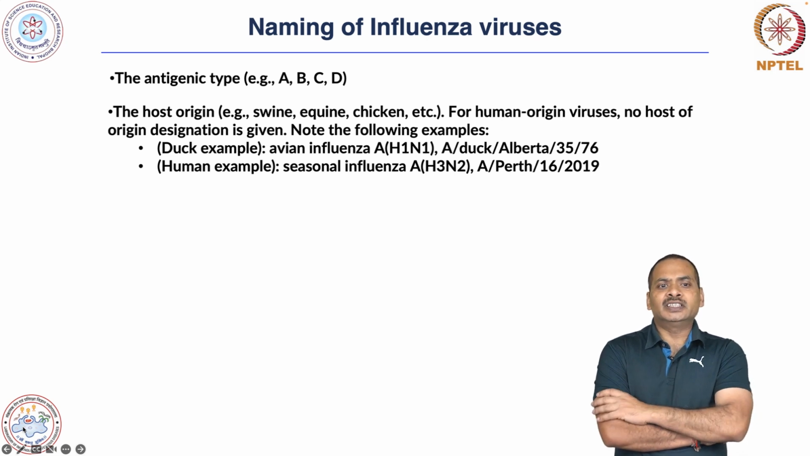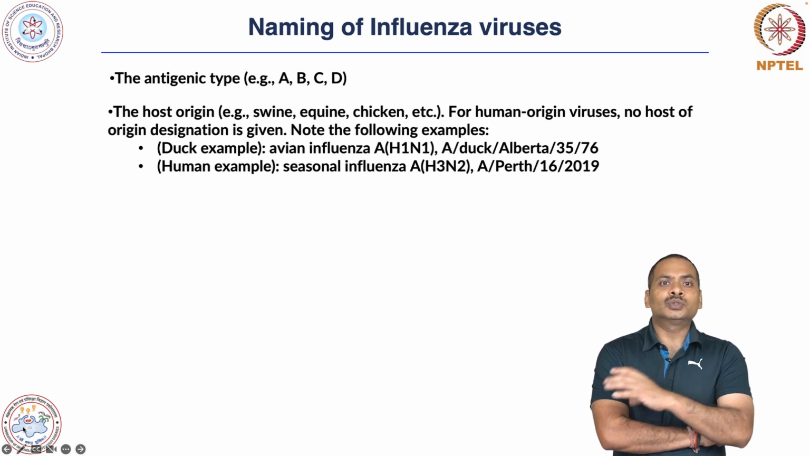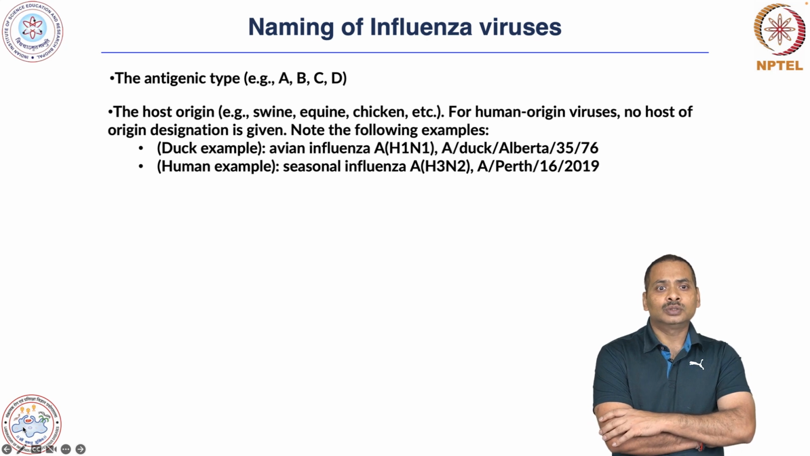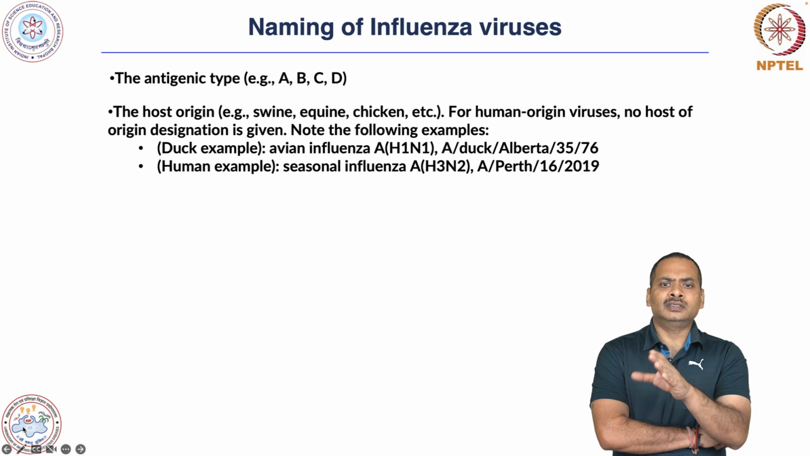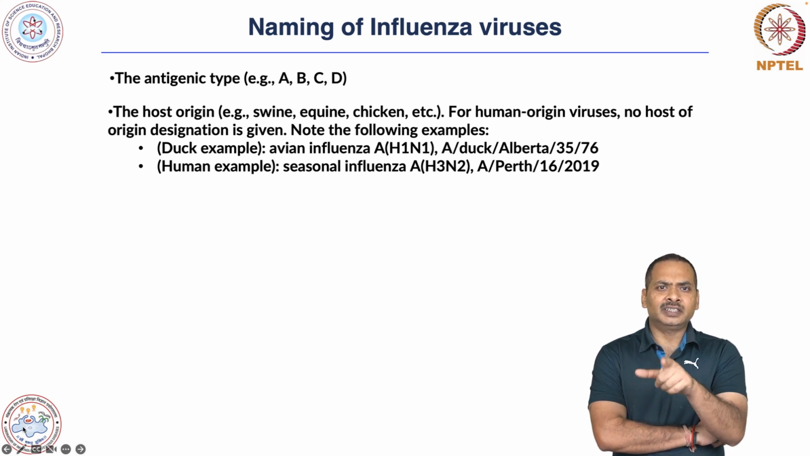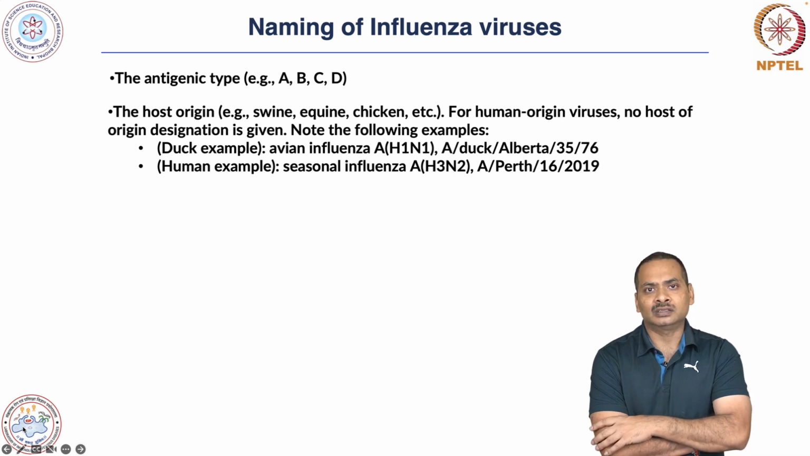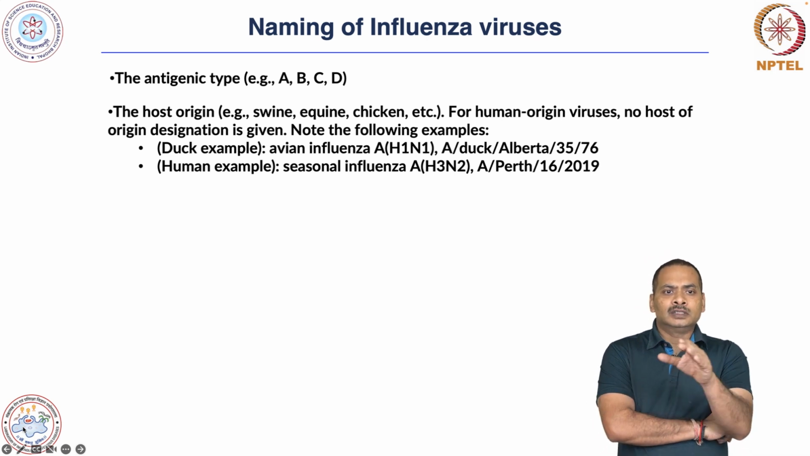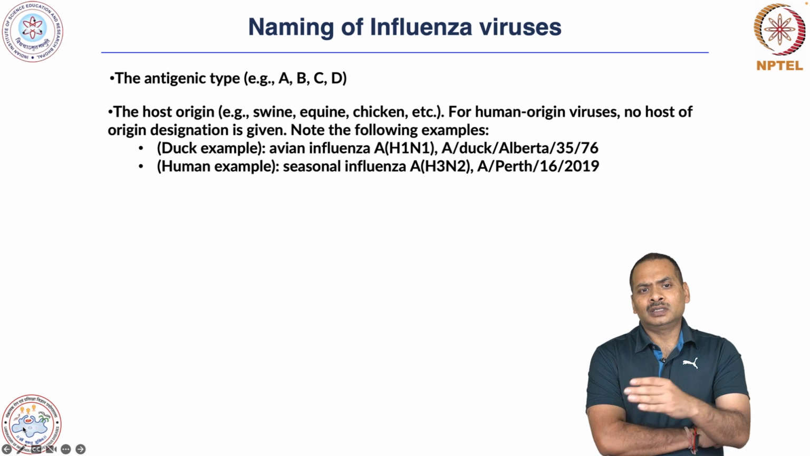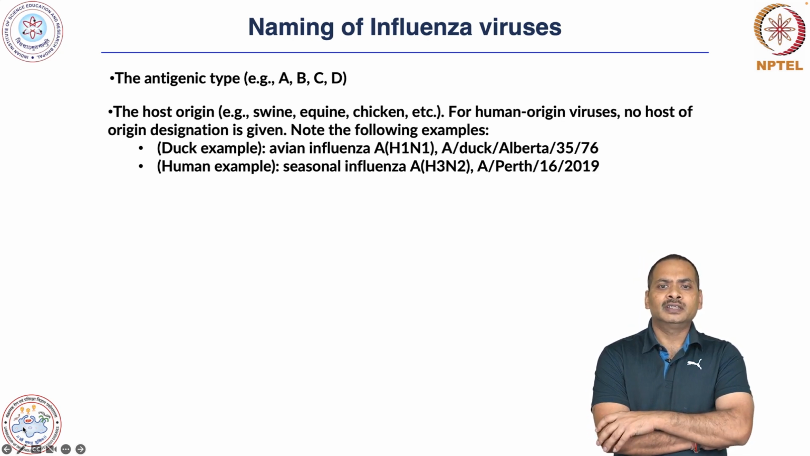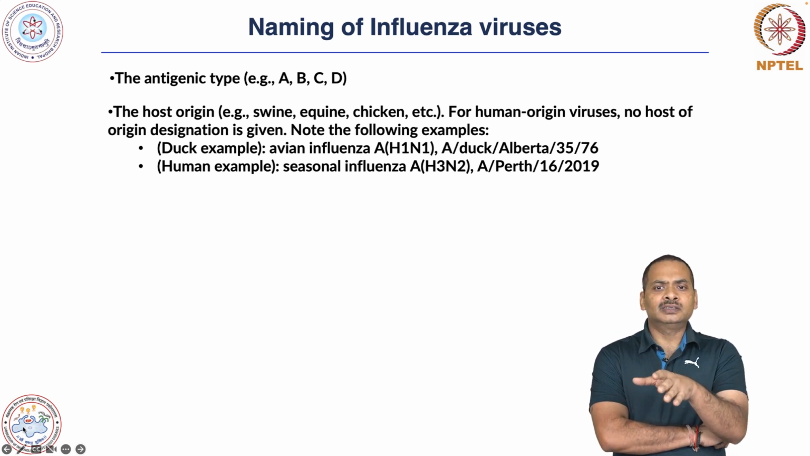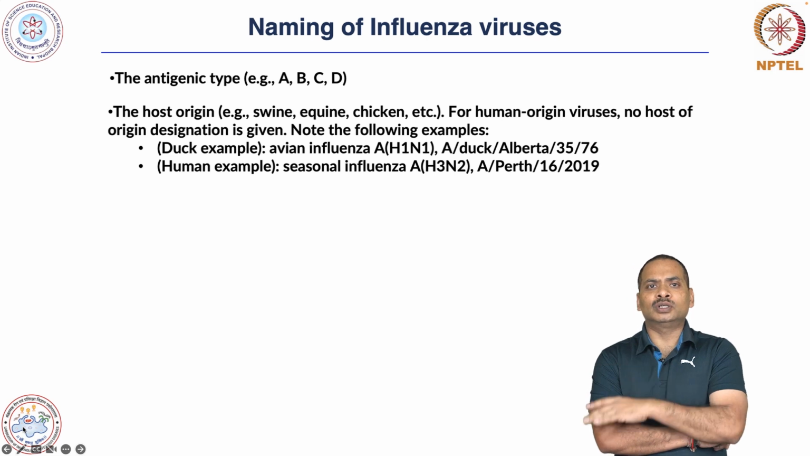So here you can see there is an example. The virus originated from a duck. So it's avian influenza A, and you can see that A is written, A meaning it can infect humans, and duck is written. Another example, the human example: it's a seasonal influenza A, H3N2. So here A is written, but human is not written.